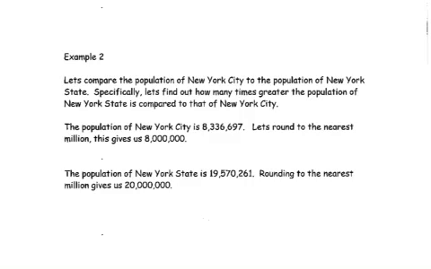It says, let's compare the population of New York City to the population of New York State. Specifically, let's find out how many times greater the population of New York State is compared to that of New York City. The population of New York City is 8,336,697. Now we're going to round that to the nearest million, which gives us 8 million. The population of New York State is 19,570,261, and we're going to round that to the nearest million, which is 20 million.